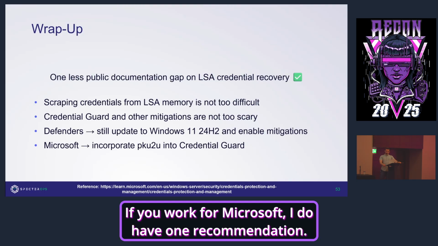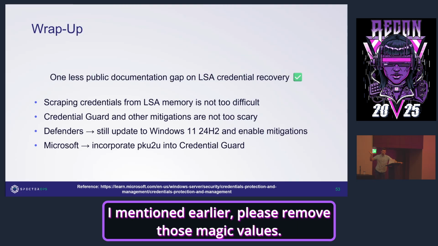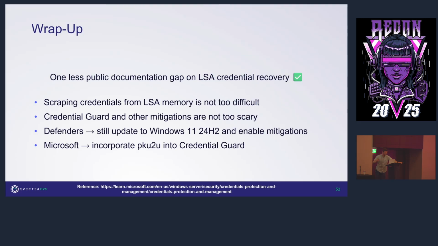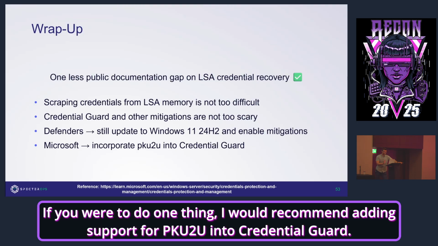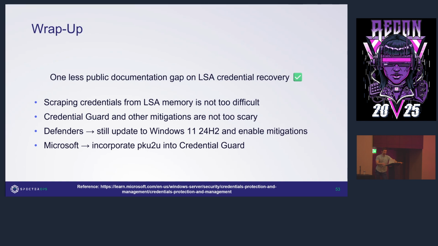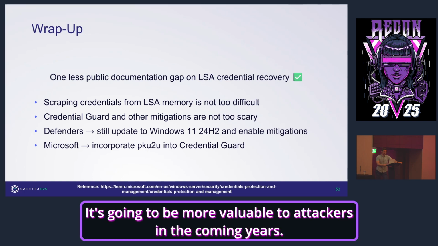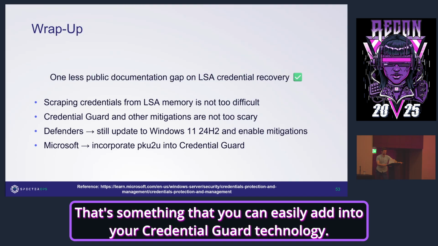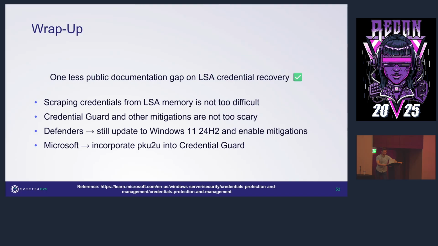And if you work for Microsoft, I do have one recommendation. I mentioned earlier, please remove those magic values. They're not useful for anything other than cred recovery. But if you were to do one thing, I would recommend adding support for PKU2U into Credential Guard. PKU2U is going to be used more and more as Microsoft pushes people to use Entra ID, so it's going to be more valuable to attackers in the coming years. So that's something that you can easily add into your Credential Guard technology.